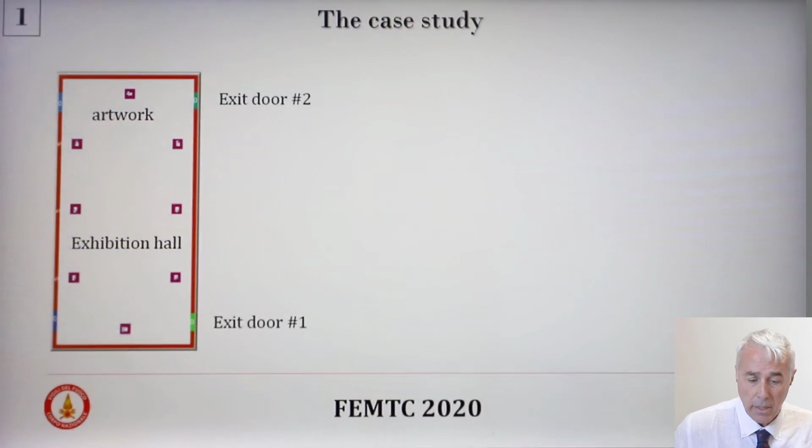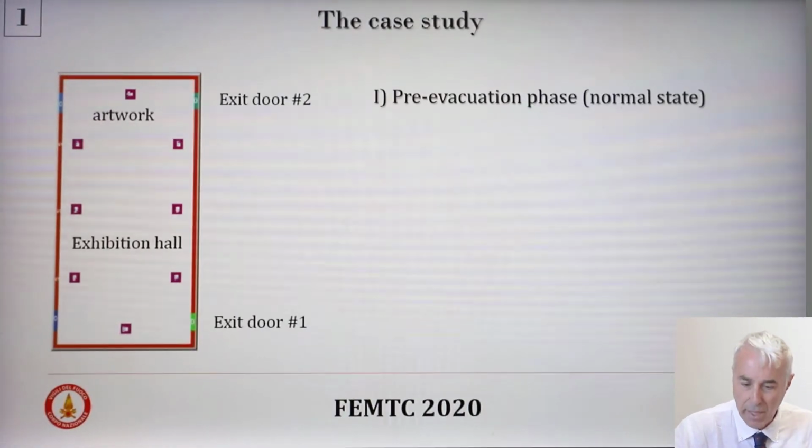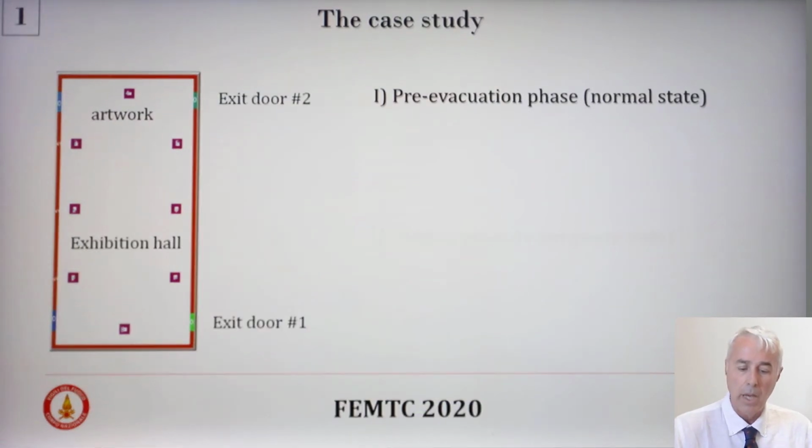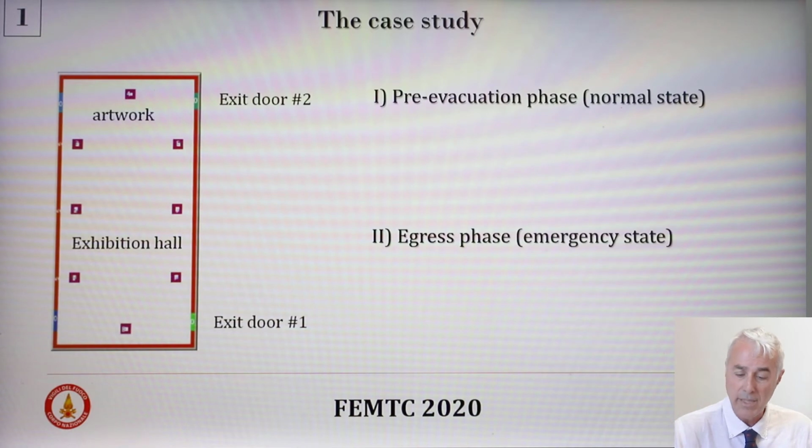The case study is split in two parts. First, the so-called pre-evacuation phase, that is the normal state of people visiting the exhibition in the hall. And the second part is the egress phase, that is the emergency state we will be dealing with.